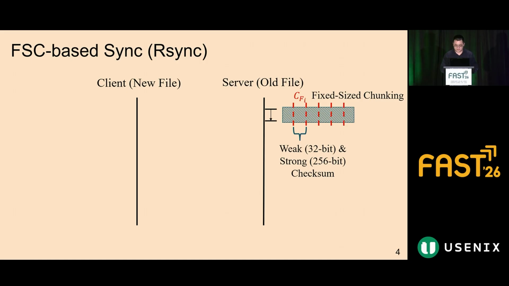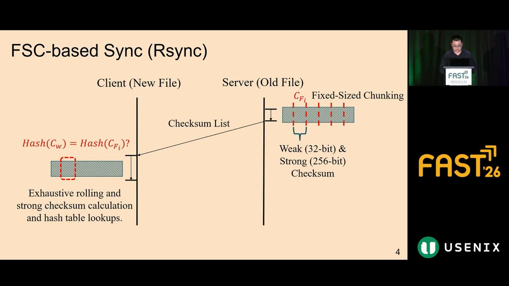The first way to do data sync is fixed-size chunking. A popular example is rsync. In its workflow, the server first splits the old file and calculates a weak 32-bit and a strong 256-bit checksum for all chunks, and sends this list to the client. Next, the client uses a sliding window to check the new file byte by byte. It does exhaustive calculations to find matches and verify strong checksums. It also does many hash table lookups.